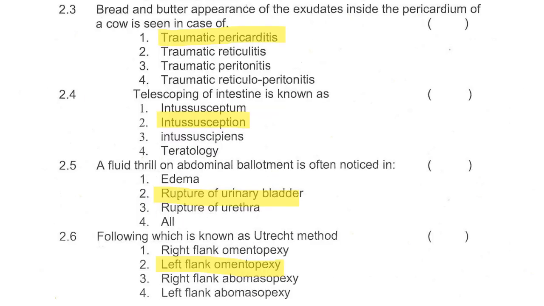Bread and butter appearance of exudate inside the pericardium of a cow is seen in case of traumatic pericarditis. The food increases up and down. Telescoping of intestine, where one intestine slips into another intestine, is called intussusception. Second option: a fluid thrill on abdominal ballottement is often noticed in rupture of the urinary bladder. Inside it a fluid thrill is felt.